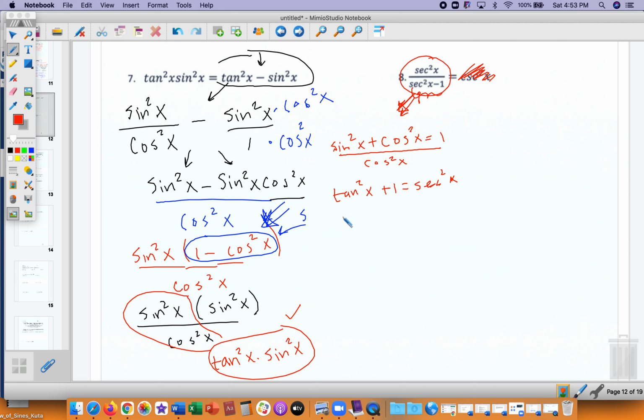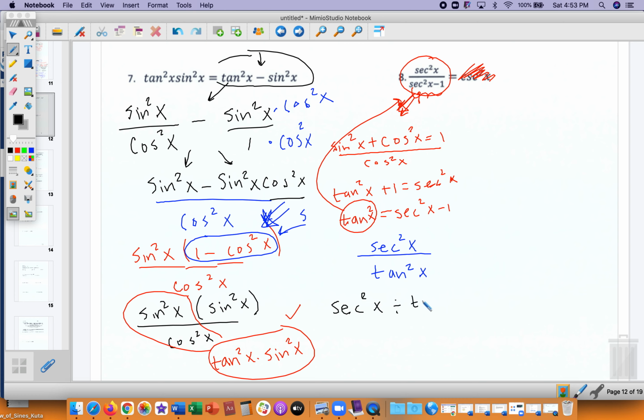Now I need to rearrange this so that I see secant squared x minus 1. So if I subtract 1 from both sides, I have secant squared x minus 1. So I can substitute secant squared x minus 1 with tan squared x. So we have in the numerator secant squared x. We replace the denominator using our identities with tan squared x. Let's try using sine and cosine. So I'll write the numerator secant squared x divided by the denominator tan squared x.